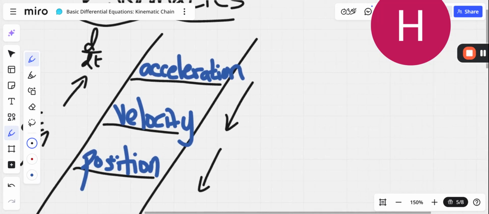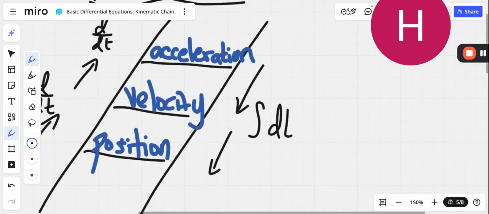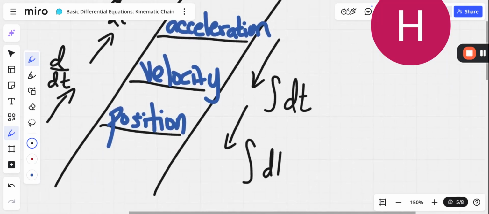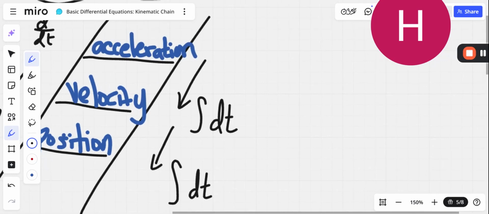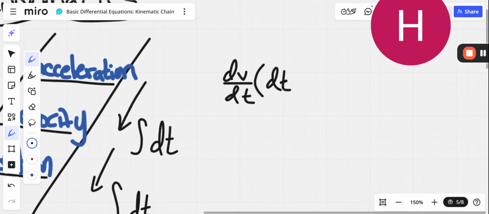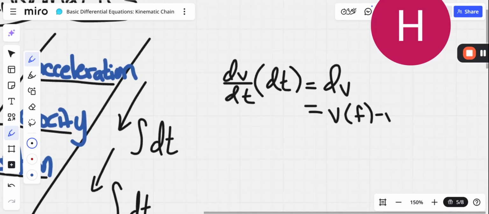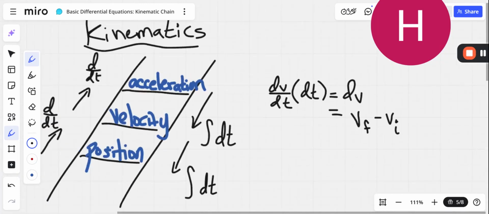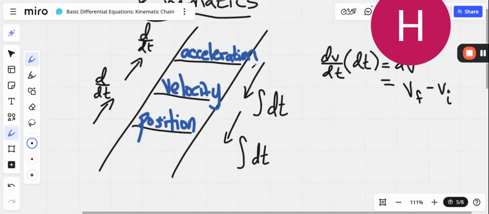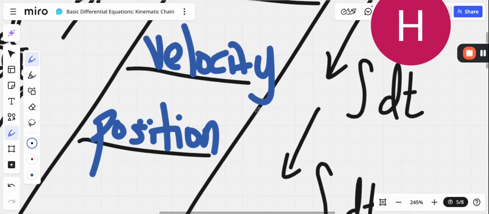Now, if we wanted to go back down this chain, we would have to take an integral with respect to time, because we would be keeping track of changes in velocity or changes in acceleration over time. Remember that a change in acceleration, dv dt, if we multiply this by a certain interval of time, we end up with dv, which is just the change in the velocity. We can call it vf minus vi. That's the final minus the initial. It's the overall change. So an integral really is used here in order to keep track of the overall change and take us down the kinematic chain from acceleration to velocity and then from velocity to position.